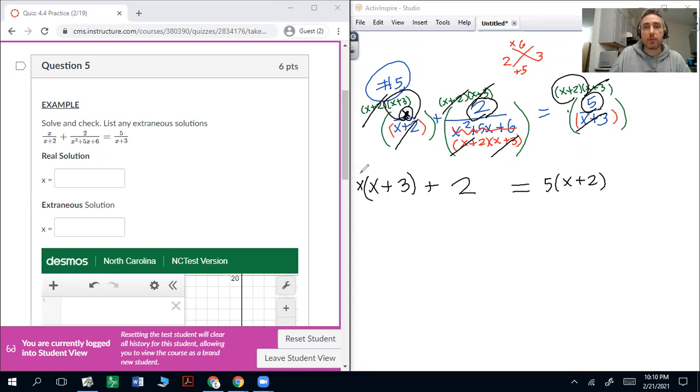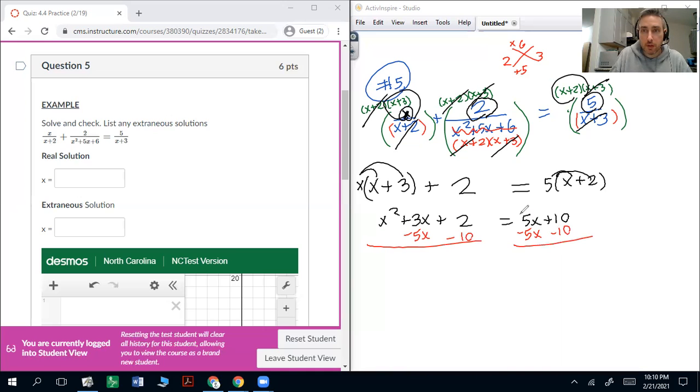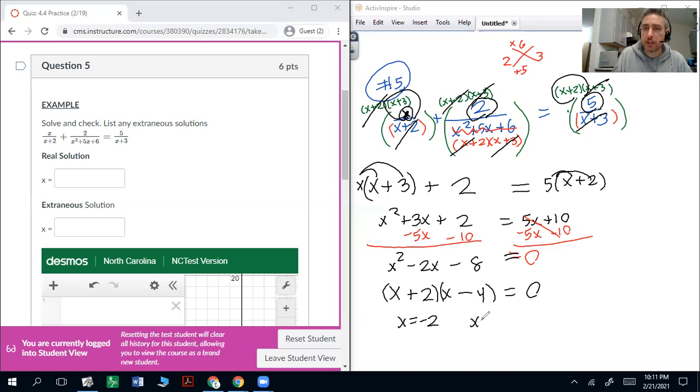So let's work that out. It's going to be x squared plus 3x plus 2 equals 5x plus 10. And we're going to take the 5x plus 10 away, so subtract those: minus 5x minus 10. So we get 0, and you'll have x squared minus 2x minus 8 equals 0. Let's factor that. 8 is 2 and 4, and I want to make the 4 negative because they have to add to negative 2. So my zeros are x equals negative 2 and x equals positive 4.